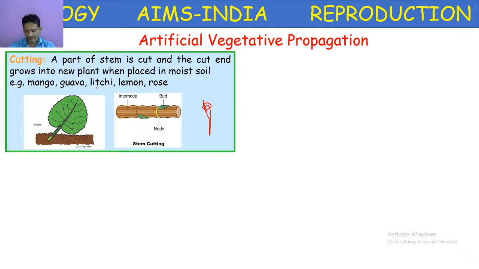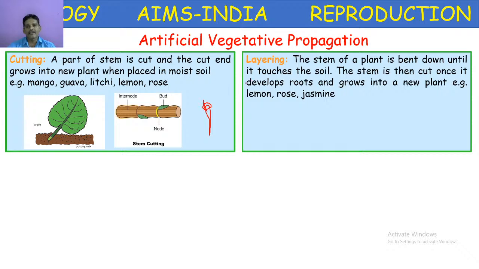of cutting. Next, layering. Layering is also one of the most common methods of vegetative propagation, a man-made method. Here, the stem of a plant is bent down until it touches the ground, like this. The stem is then cut once it develops roots. After developing roots, we can cut this portion, and it develops into a new plant.